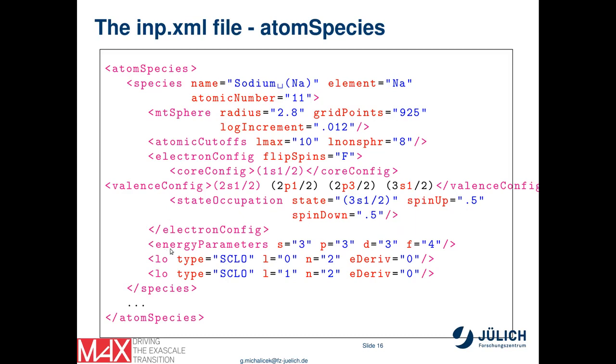Then you have to specify the energy parameters, and this is specified typically in terms of main quantum numbers. So we want to represent 3s electrons and 3p electrons, 3d and 4f. And we can also define several local orbitals here. So in this case there are two local orbitals for semicore states, and the first one is for the 2s, so n equals 2 and l equals 0 is s state, and for the 2p state.